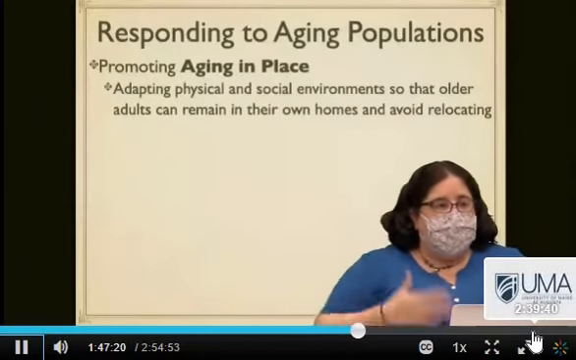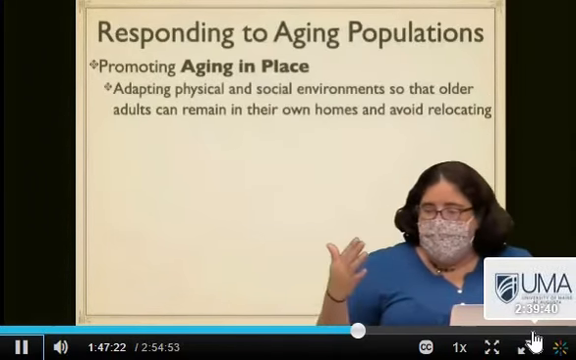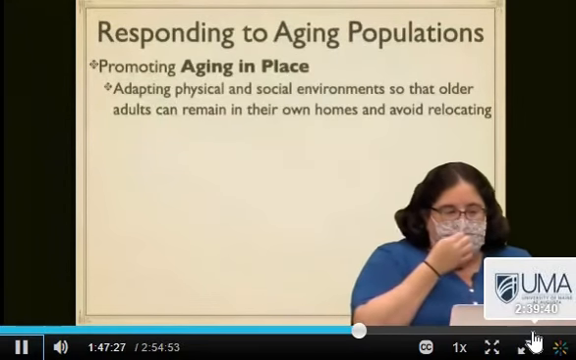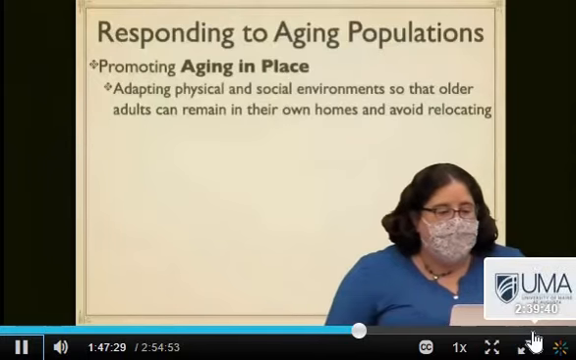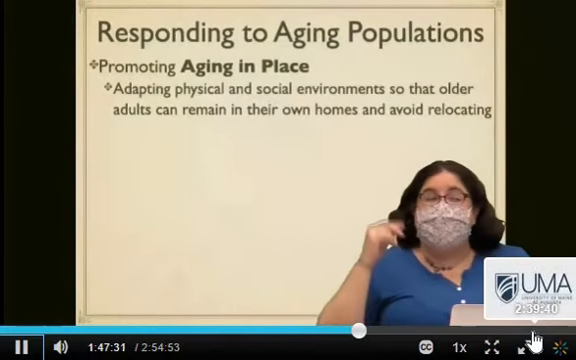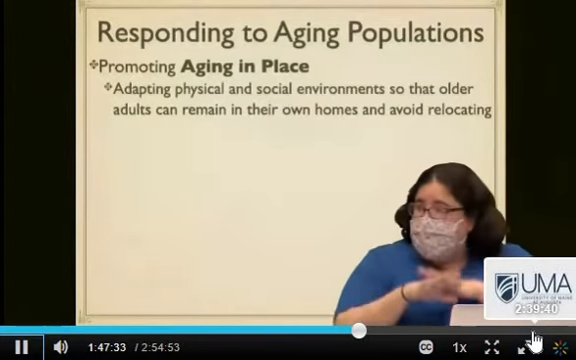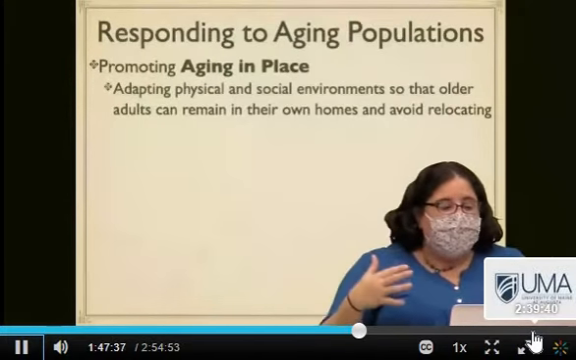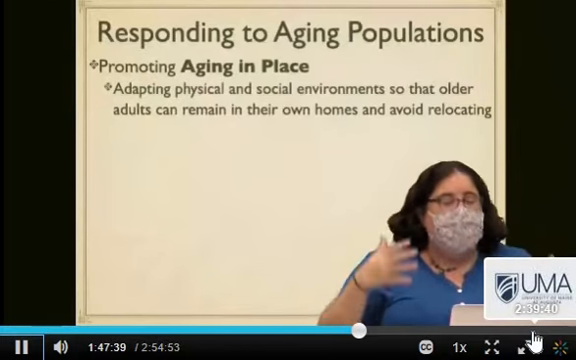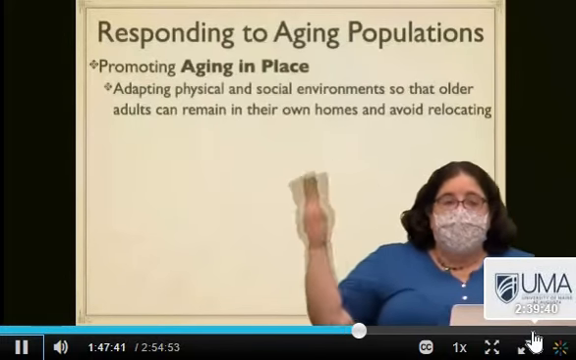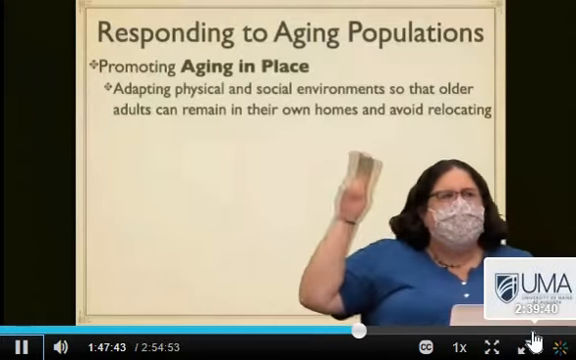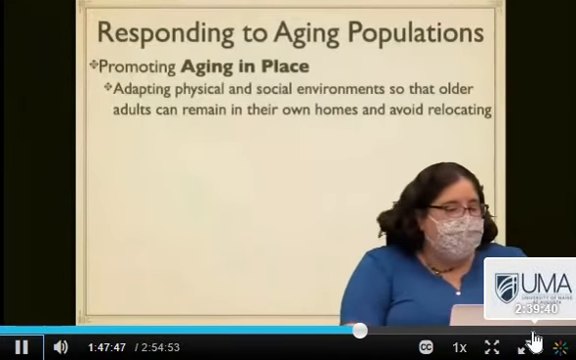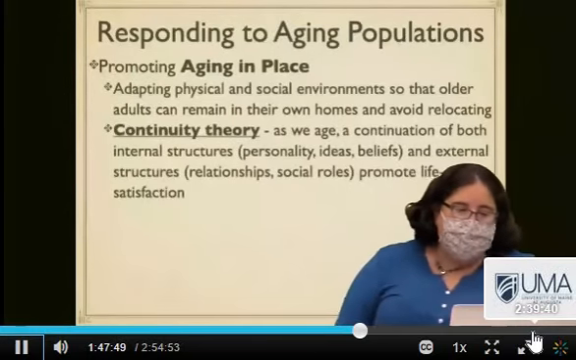Obviously, people with significant medical issues that need round-the-clock kinds of care may not be able to stay in their own home. But there are a lot of things that society can do, not families, not on the micro level, but society itself can do to try to increase the ability for adults to remain in their homes. And there are two social psychological theories that support this. They're called continuity theory and activity theory.